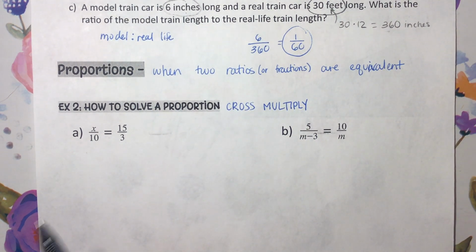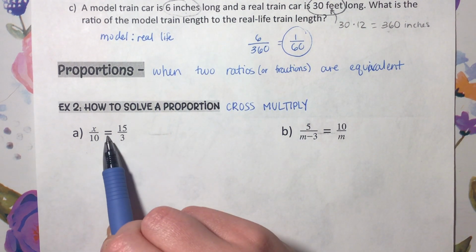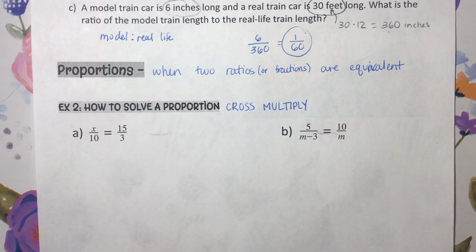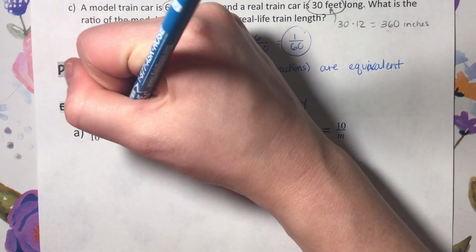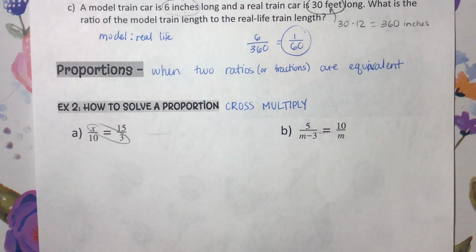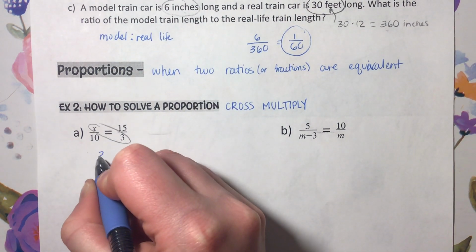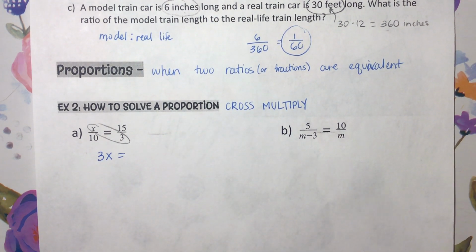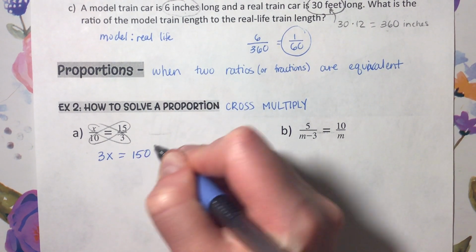Please keep in mind, though, that it has to have an equal sign in the middle, so that's important. All right, so how do you cross multiply? Well, look at your x and your 3. Notice how they are opposite from one another, so I'm going to multiply those together. I have 3x. Then I put my equal sign. And then I have 10 times 15. Well, 10 times 15 is 150.